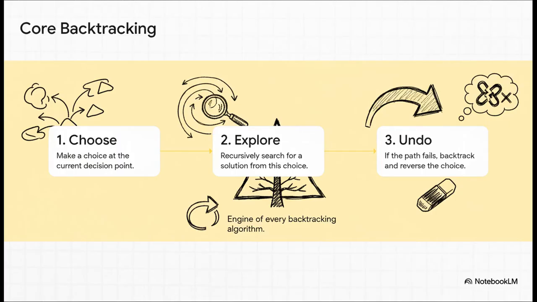And this whole process boils down to a really simple 3-step mantra. Choose, explore, and undo. That's it. First, you make a choice. You place a queen. You pick a number. Second, you explore the consequences of that choice, usually with recursion. And third, if that path turns out to be a dead end, you undo the choice. You just wipe the slate clean and get ready to try the next thing. This little loop is the engine that drives every single backtracking algorithm.